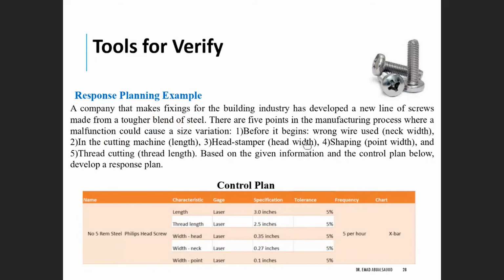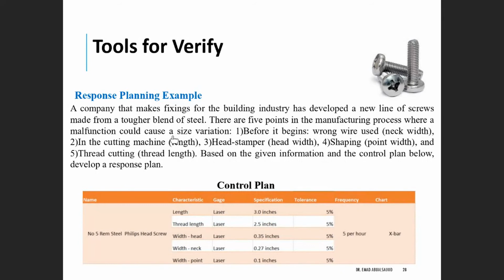So here is an example of response planning. It came from the manufacturing industry. A company that makes fixings for the building industry has developed a new line of screws made from a tougher blend of steel. They made this type of screw from a new metal that is supposed to be stronger. There are 5 points in the manufacturing process where a malfunction or errors could cause size variation.